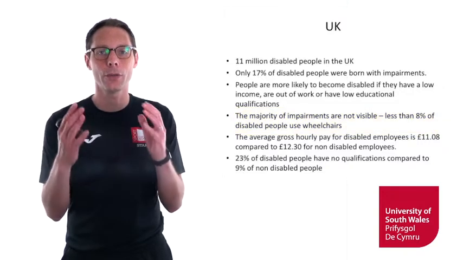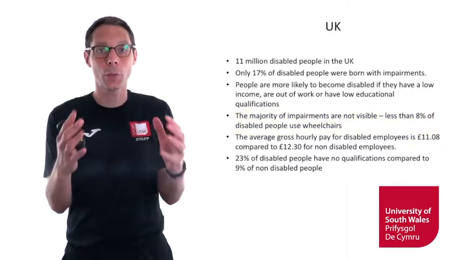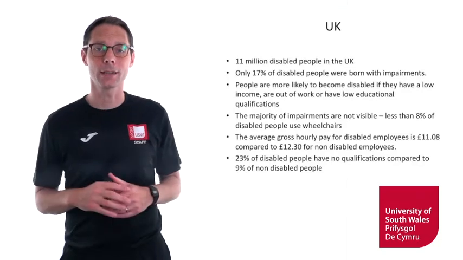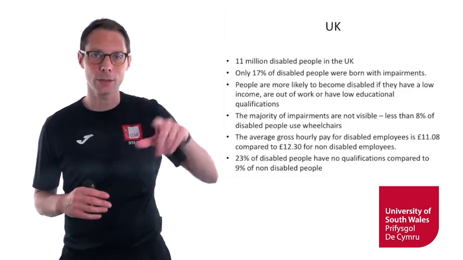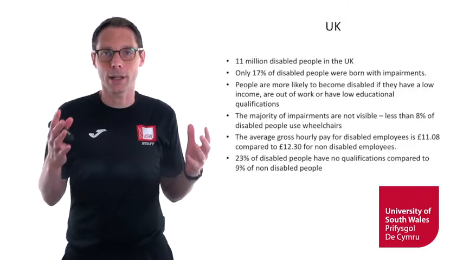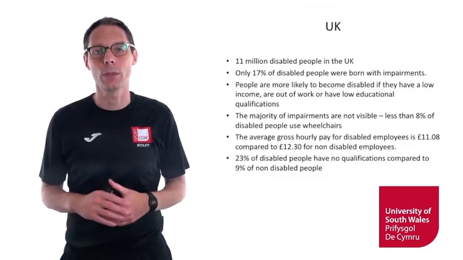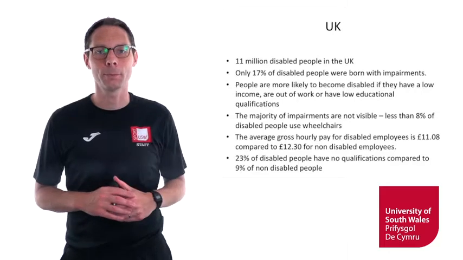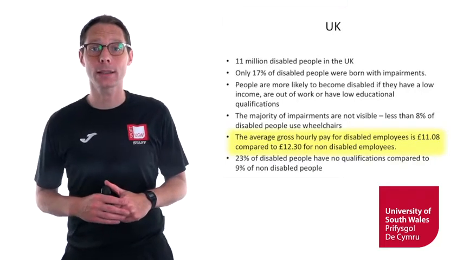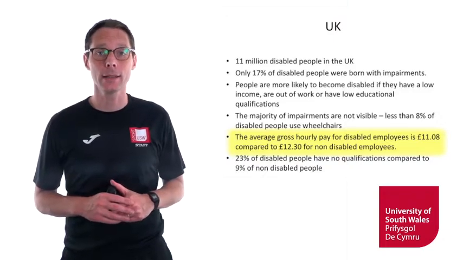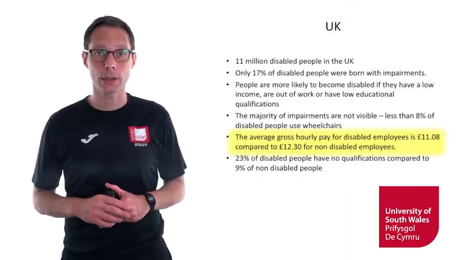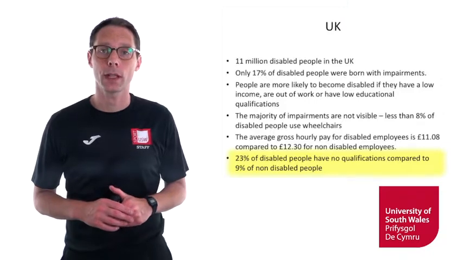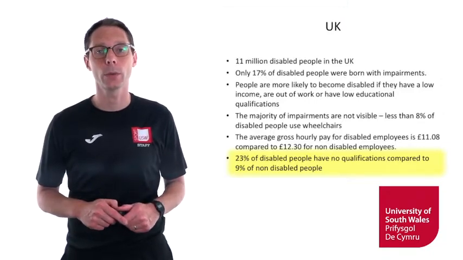Now, think of how supermarkets display disabled people car parking spaces. Well, it's the yellow sign with the wheelchair, isn't it? Well, actually, that's a minority cross section of all disabled people. So it makes you wonder why they put that wheelchair on that sign. The average gross hourly pay for disabled employees is £11.08 compared to £12.30 for non-disabled employees. 23% of disabled people have no qualifications compared to 9% of non-disabled people.